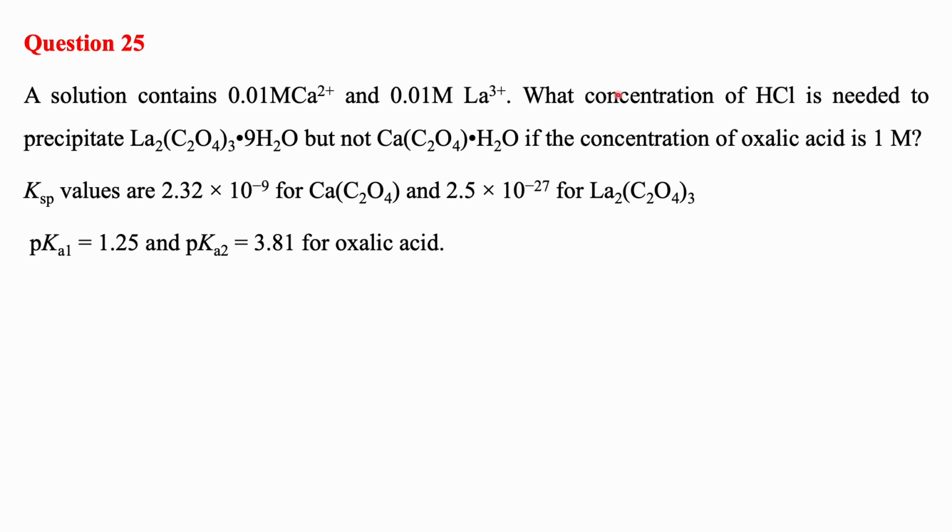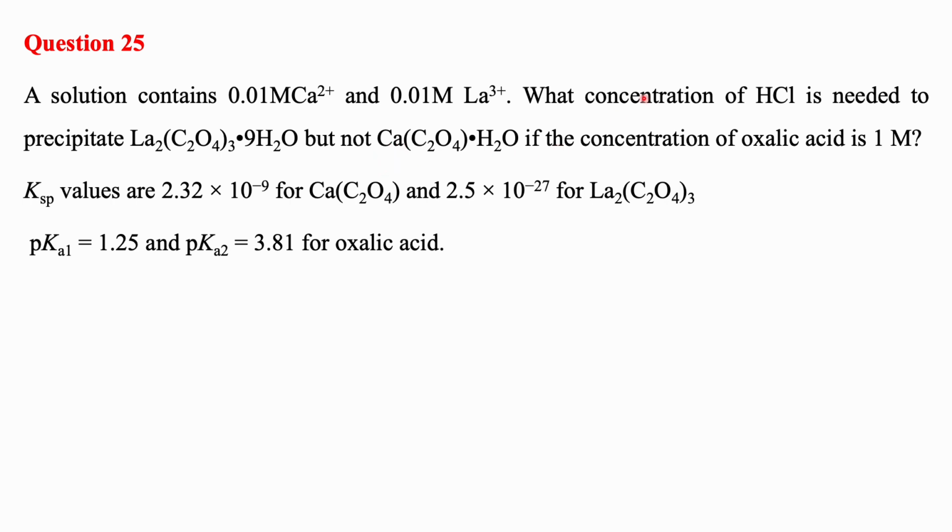So here they are asking what concentration of the acid is required so that you can only precipitate the lanthanum. How do we proceed for this kind of question? We find the concentration of oxalate to precipitate the lanthanum, and also the concentration of oxalate ion to precipitate the calcium. Then, because they are asking to precipitate only the lanthanum, we make sure that the concentration of oxalate does not go beyond the concentration needed to precipitate the calcium.